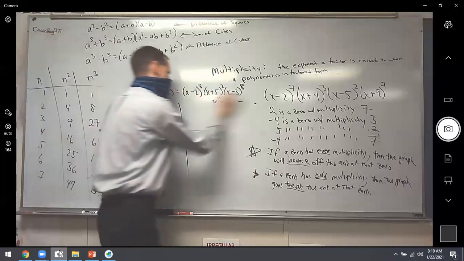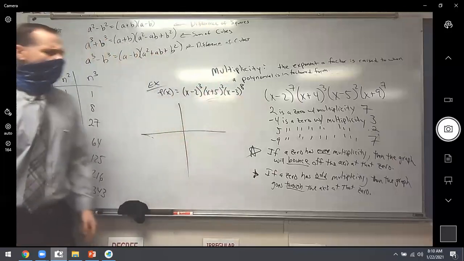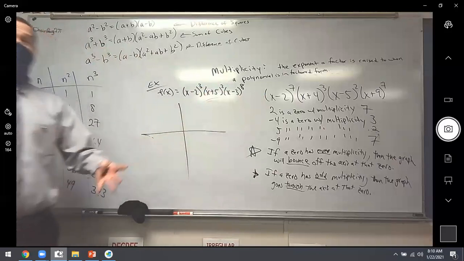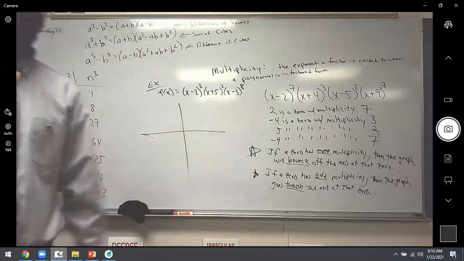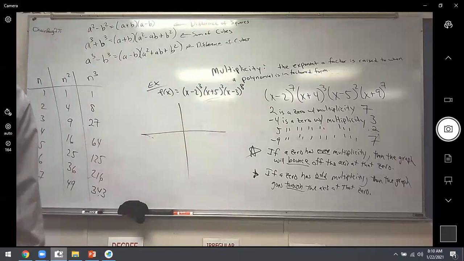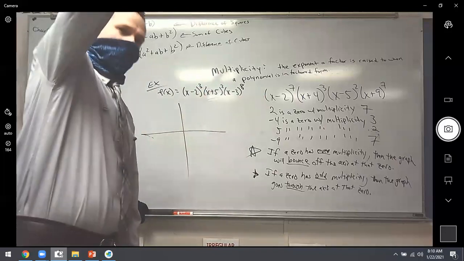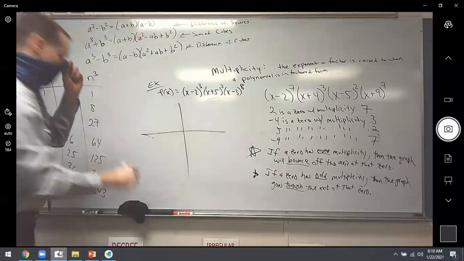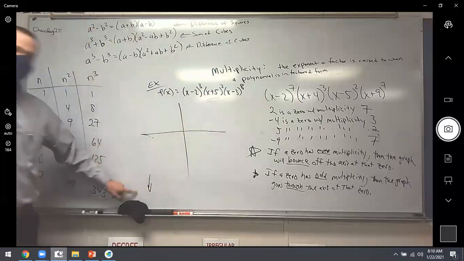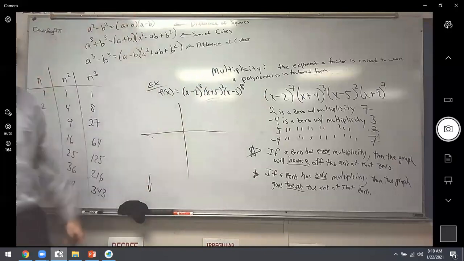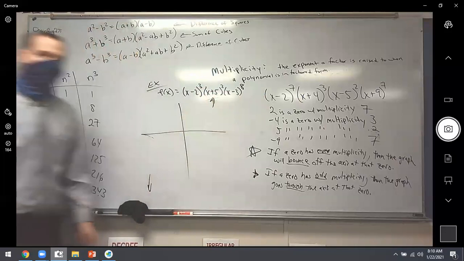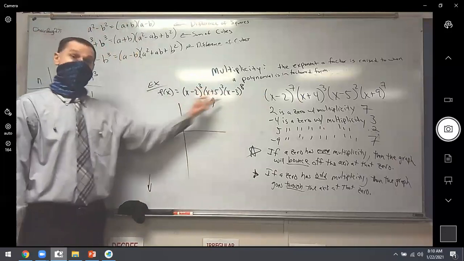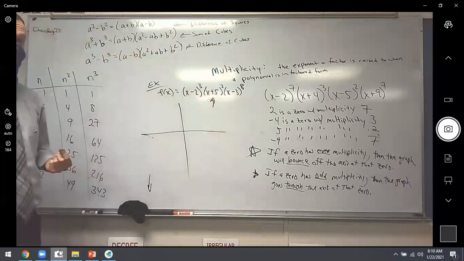Now, since we're going to start reviewing for our test next week, what does a graph of x to the 13th, or an odd power, look like? It starts down here. Do you remember that? And then it goes up here. So I know right off the bat that this graph is going to start down here. It's going to do some stuff, but eventually it's going to go up here, because it's a 13th degree polynomial.